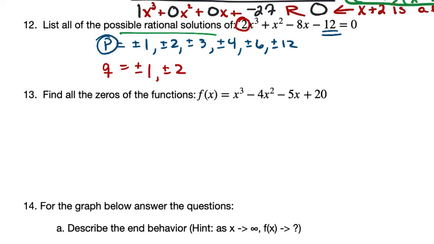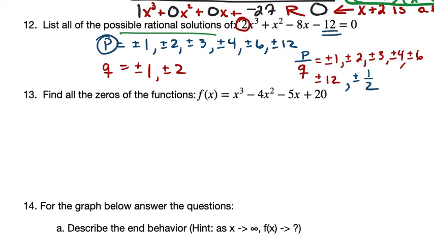And the solutions are all of our P's over all of our Q's. Now this is pretty easy to do. First you do 1 over 1, 2 over 1, 3 over 1, 4 over 1. You get the idea, but that just gives you, since everybody's divided by 1, just gives you your P list. Then you have to do 1 over 2. That's a half. You have to do 2 over 2, but 2 over 2 is just 1.